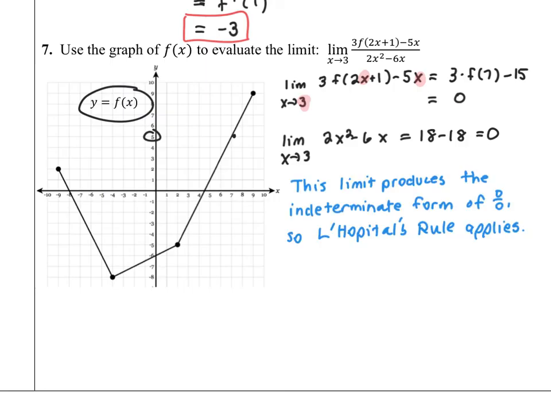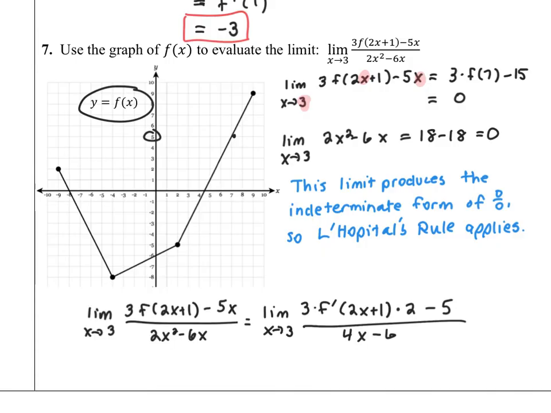And now I'm ready to do my derivative. And again, make sure you see the chain rule that's going on in this numerator. So that 2x plus 1 is an inside function. I do derivative of the outside, so that's the f prime. Leave the inside alone, so 2x plus 1, times derivative of the inside. And the derivative of 2x is this times 2. And my derivative of 5x is just the 5, and that denominator is a simple power rule. So I'm ready to do my direct substitution.